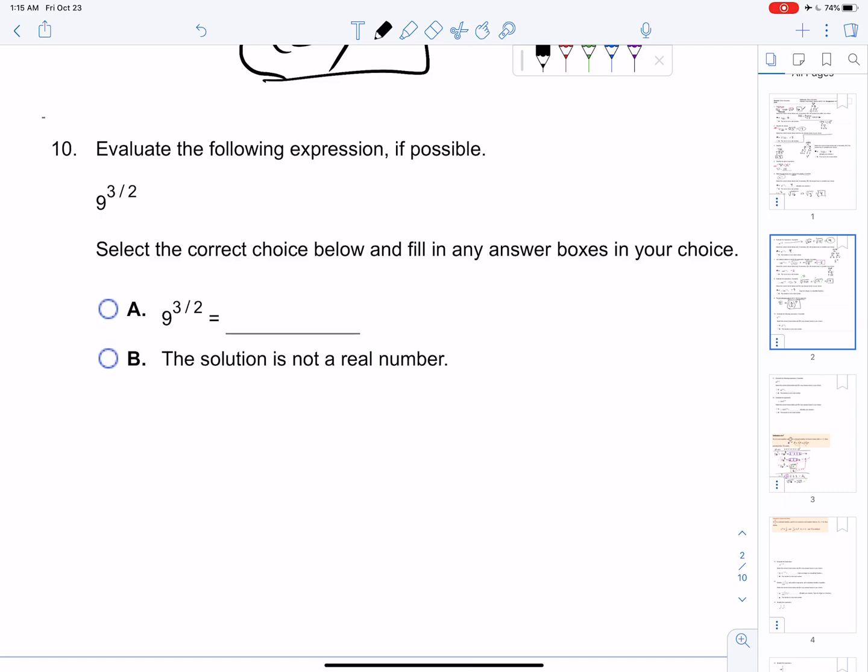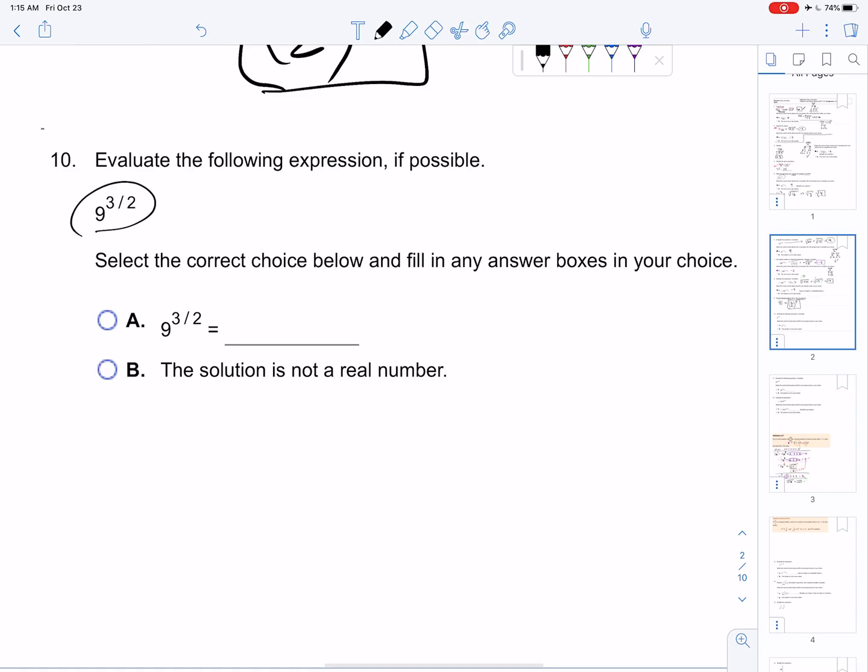Next problem, evaluate. Okay, we've got this problem right here. Let's see what we can do with this. It says evaluate the following expression if possible.